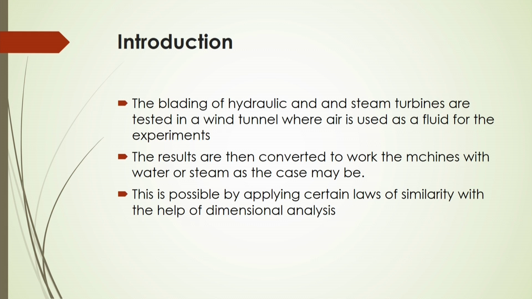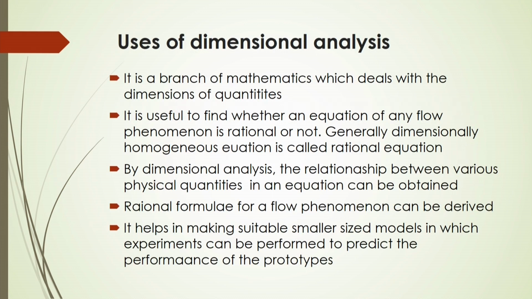And this is possible by applying certain laws of similarity with the help of dimensional analysis. Now, it is sometimes useful to find whether an equation of any flow phenomena is rational or not. So, this is important. Generally, a dimensionally homogeneous equation is called a rational equation. By dimensional analysis, the relationship between various physical quantities in an equation can be obtained. Now, a rational formula for a flow phenomena can be derived by this dimensional analysis also.